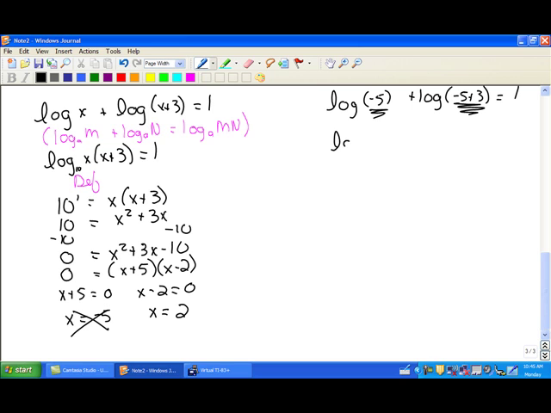If we put the 2 into the original problem, we would have the log of 2 plus the log of 2 plus 3 is equal to 1. Notice now that the numbers we're taking the logarithms of are positive, so our final answer here is just going to be x equals 2.